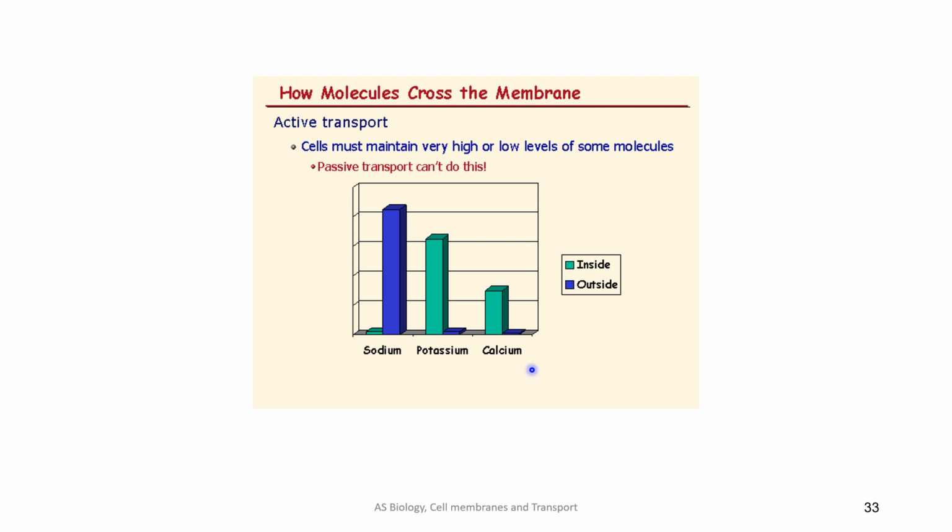In these examples, you can see we have our sodium. It must maintain very low levels inside the cell. We have our potassium. It must maintain high levels in the cell. And our calcium must maintain high levels inside the cell. So we need a different mechanism to keep high or low levels of some molecules inside the cell. We must use energy.